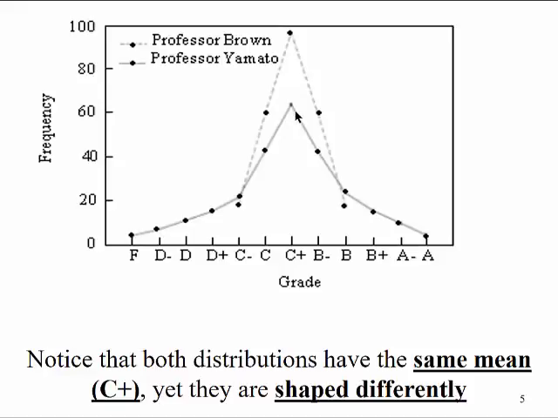So measures of variability reveal how far from the typical or central score the distribution tends to vary. Just knowing that C+ is the average for both of those professors doesn't really tell you exactly what's going on in the data set. So if you know, for example, that in Professor Brown's class there is a very small standard deviation versus in Professor Yamato's class there is a large standard deviation, you know that in Professor Brown's class, with a small standard deviation, all of the scores are clustered around the C+.